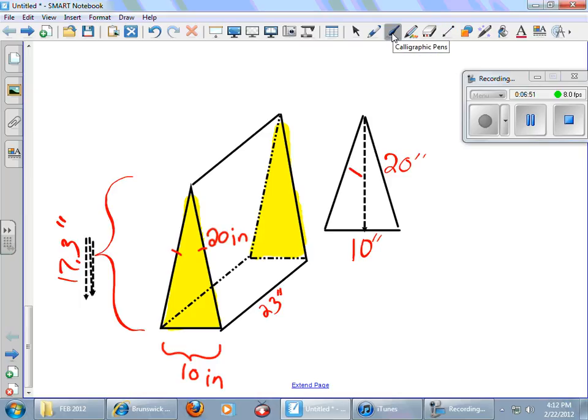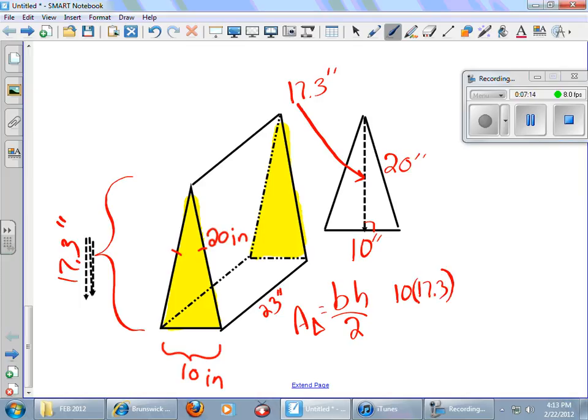So I'm going to kind of go like this, 17.3 inches. Okay, and I do know there are two of those triangles. So I'm going to do the base times the height, and then I'm going to cut it in half. That'll be the area of one of the triangles, and then I'll double it. Well, there's my right angle, so the base is going to be 10. The height of that triangle is 17.3, and those are being multiplied, and then I'm dividing it by 2.